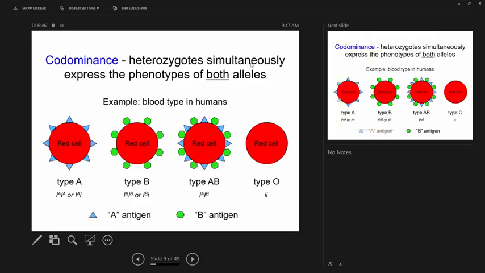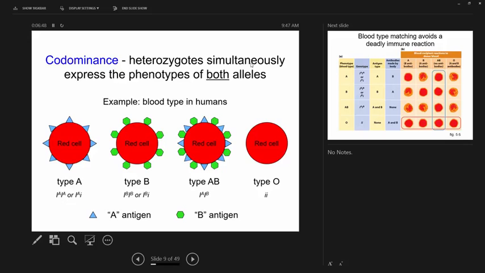All right, so complete dominance, incomplete dominance, and now we're going to talk about codominance. Codominance is when there are two alleles that you can tell apart, and you can tell if one of them is there, the other one is there, or if both the first and the second are there.